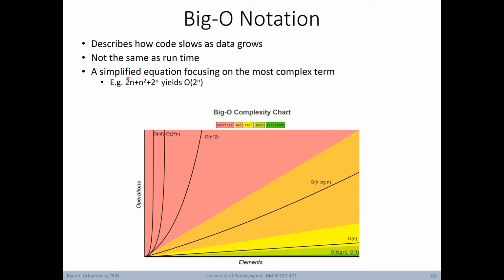So if the compute time can be estimated with this equation, 2n + n^2 + 2^n, the most complex term is 2^n, which yields our big O notation of O(2^n). This is because as n grows to be a very large number, we can basically drop these other terms, as this one will dominate in the size of the numbers.